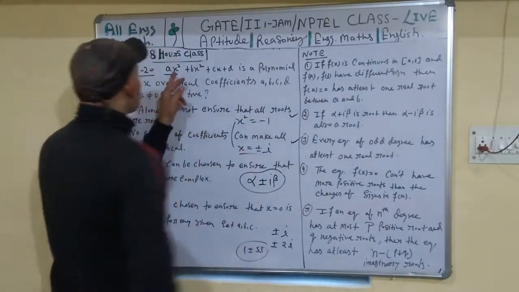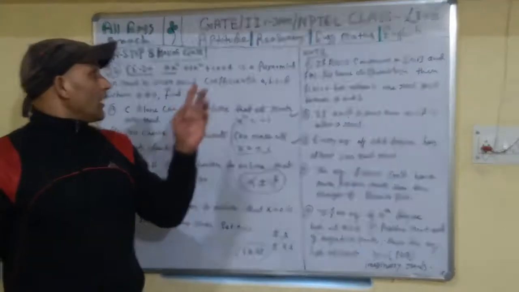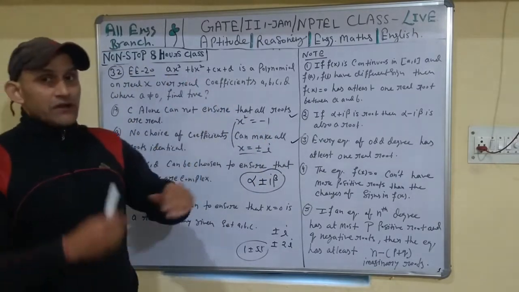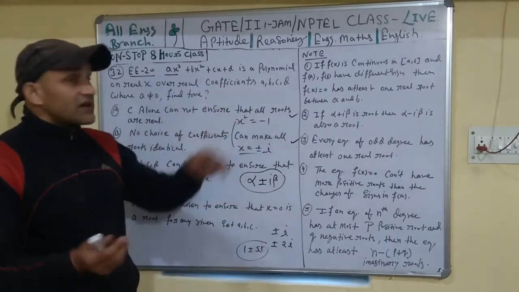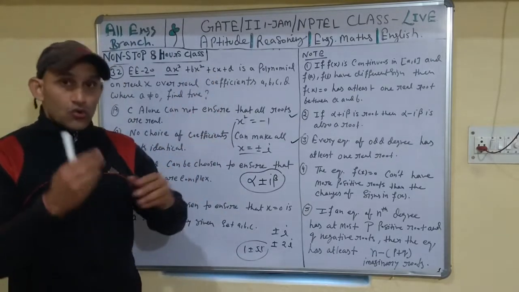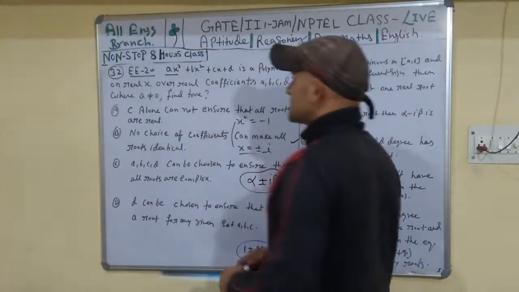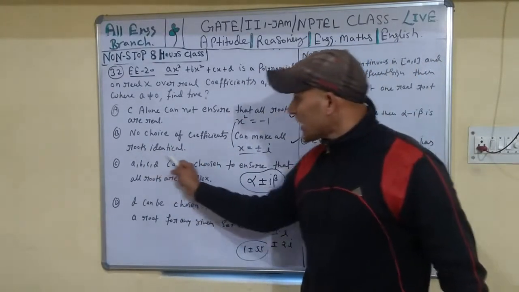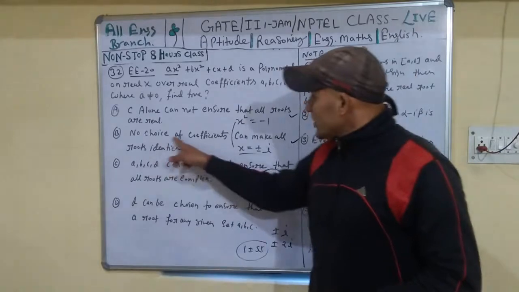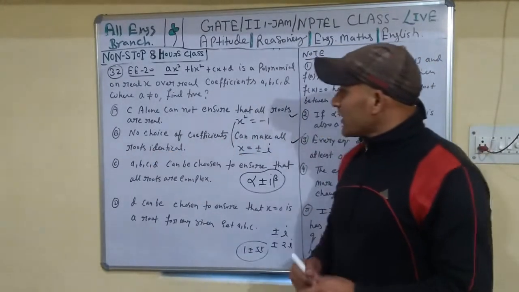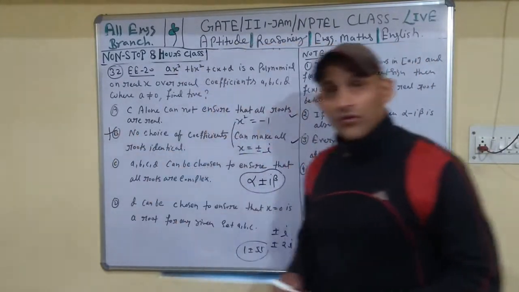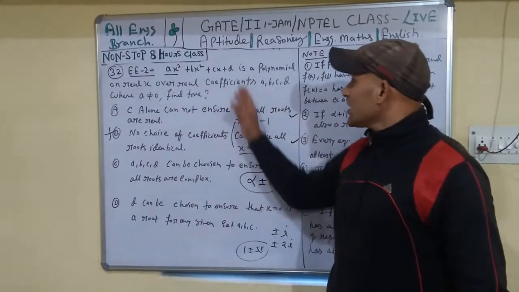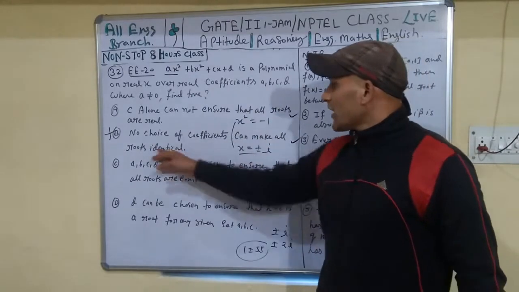There are a total of 3 roots, and there is at least one real root. If the other roots are not real, they will be complex, and these two will be complex. So in this condition, the statement that no choice of coefficient can make all the roots identical is wrong. He is saying that whatever value you take, the roots cannot be identical.